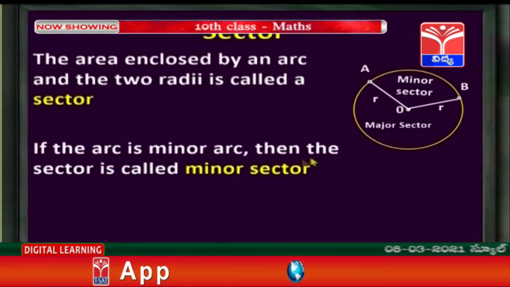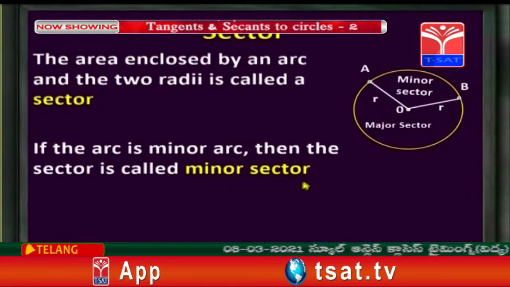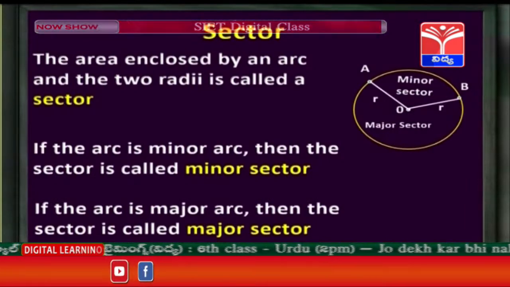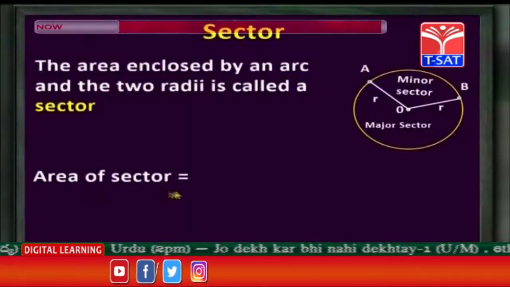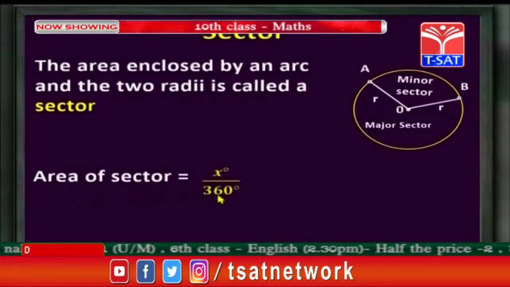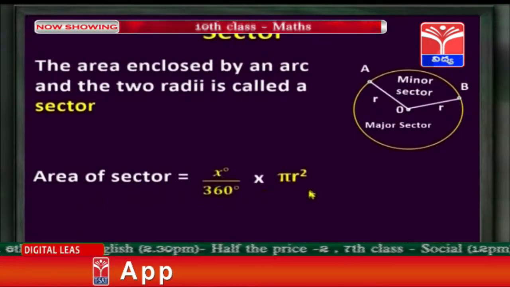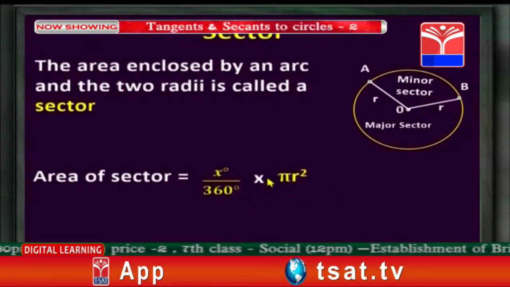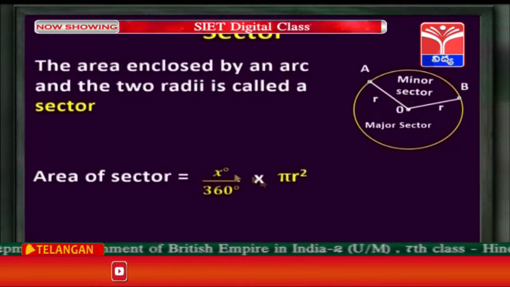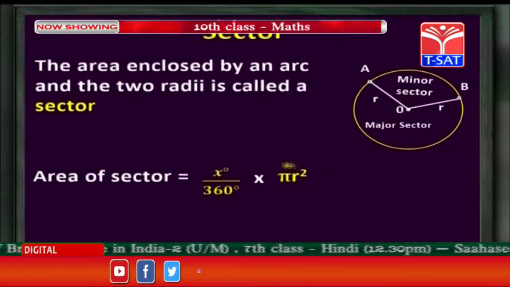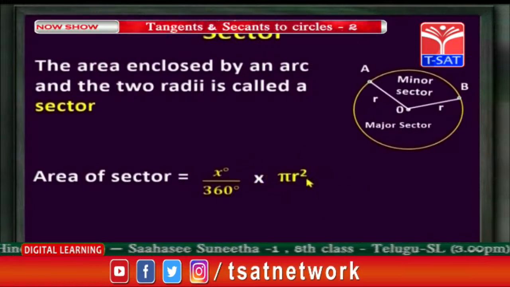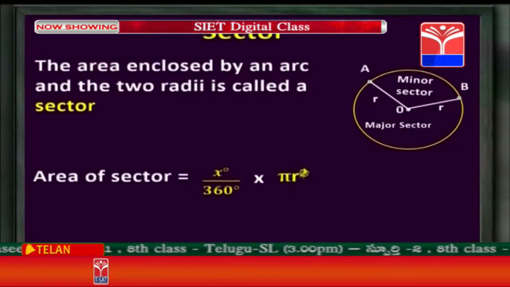If the arc is a minor arc, then the sector is called a minor sector. If the arc is a major arc, then the sector is called a major sector. Now let us see the area of sector formula, which we have already studied in the previous class. Area of sector is equal to x by 360 into pi r square. What is x here? x is the angle between the two radii. Pi value we can take as 22 by 7 or 3.14, and r is the radius of the circle.